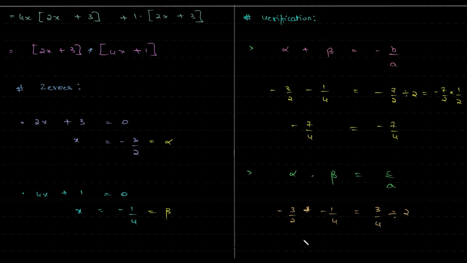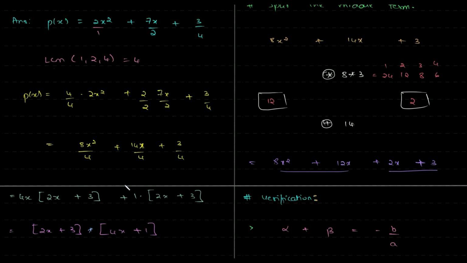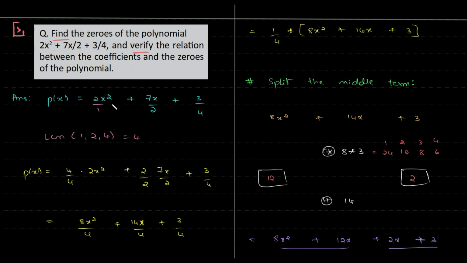So clearly negative into negative is positive, and we have 3 by 8, which is equal to 3 by 2 into 3 by 4 into 1 by 2, that is 3 by 8. Right? So LHS is equal to RHS, and we have verified this. That's it now. Yes, this is the entire answer.